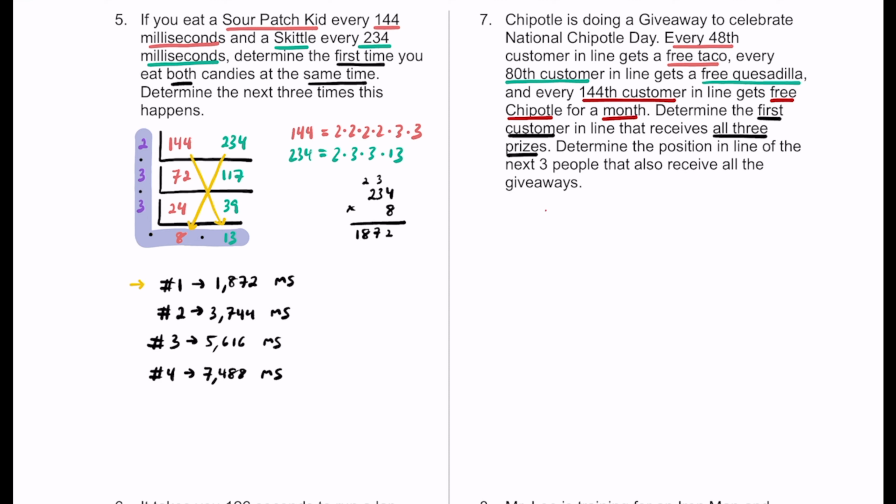All right, so let's see here. We have 48, and then we have 80. That's going to be for the quesadilla. So the first one is the taco, the second one's the quesadilla. The third one is going to be getting the free Chipotle for a month. So that's going to be customer number 144. All right, so if we want to find out when these all meet, we can go ahead and find the LCM. So I'm noticing here that these are all even numbers. So if I put a 2, 2 times 24 is 48. 2 times 40 will get you 80, and then 2 times 72 gets us 144.